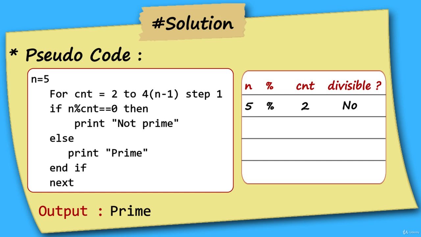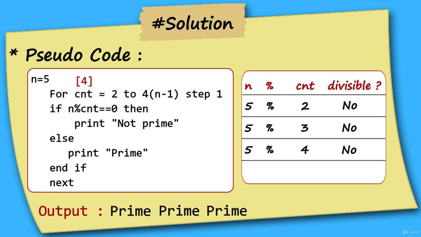Let's try to run this practically here on the page to see what the issue will be. So 5 modulus 2, it will say it is prime because it is not divisible. Now counter will be incremented by 1, so counter will become 3. Is 5 divisible by 3? No, it is not. Again it will say prime. The counter will become 4. Is 5 divisible by 4? No, it is not. Third time it will say prime. So you wanted that it should show prime only once.